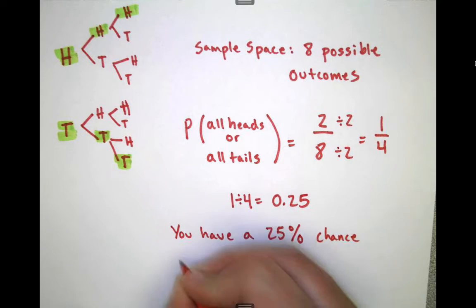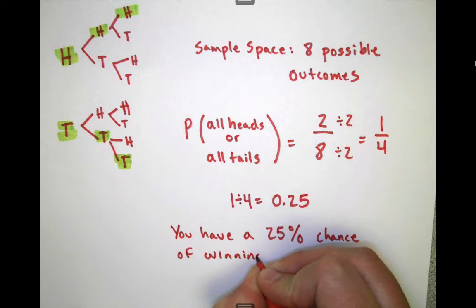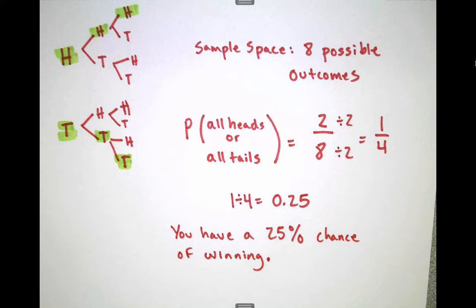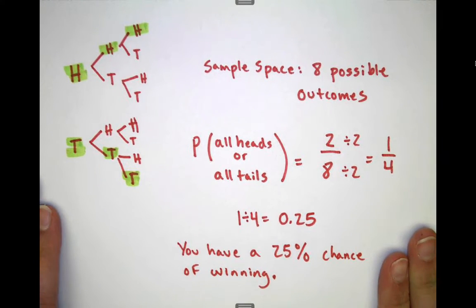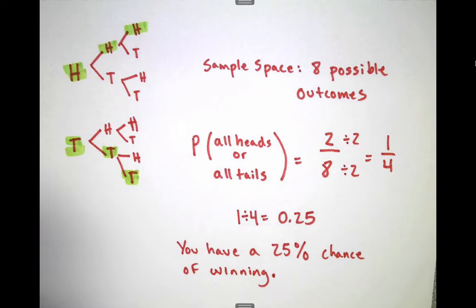So not horrible, not great, but not horrible. You have a 25% chance of winning. So with these compound problems, you can't just go, like in the probability problems we did in earlier videos, straight to this step where you'd figure out the probability. With compound problems, you got to make your tree diagram first so you can actually see what the outcomes are and what the chances are. And so that makes it a little bit different.